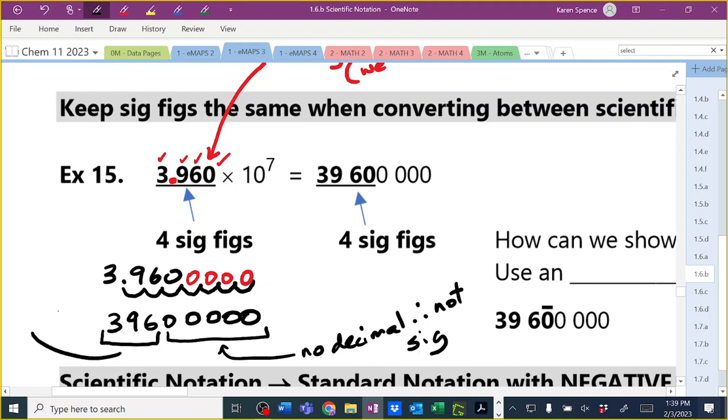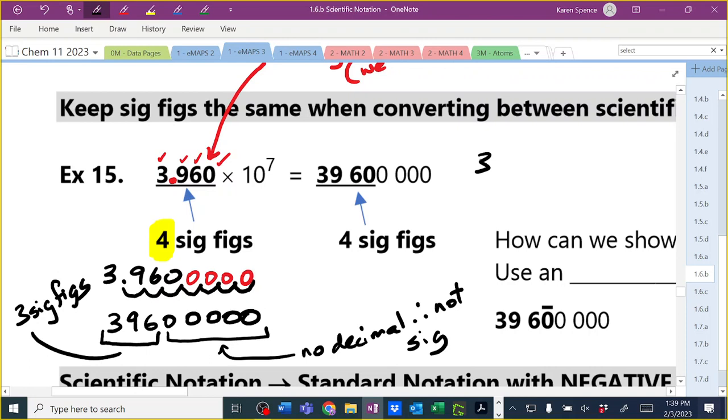So we only have 3 sig figs. And that's not good, because how many sig figs do we want in our answer? We want to have 4 sig figs. Well, what if I throw my decimal in there? Does that fix things for us?